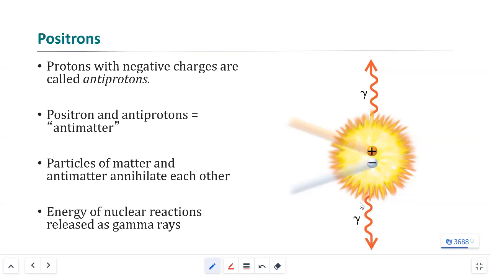And so gamma rays represent the most high energy form of radioactive decay. This is the energy that is the most dangerous, it's the most ionizing, it is the most powerful of all the kinds of energy that are associated with radioactivity. And this is how it gets its origin, through these annihilation reactions.